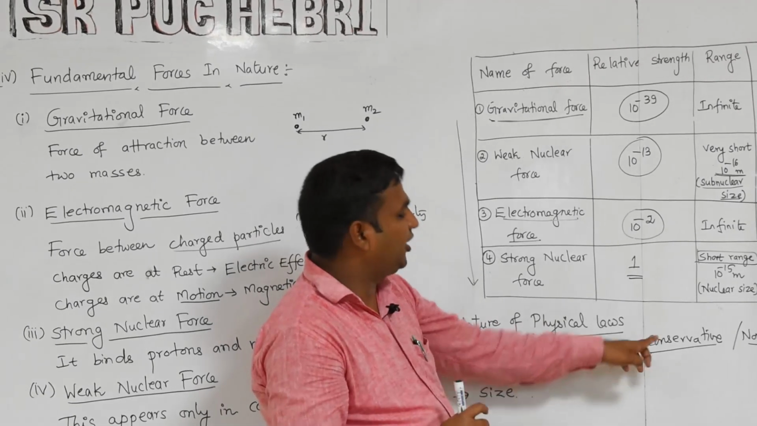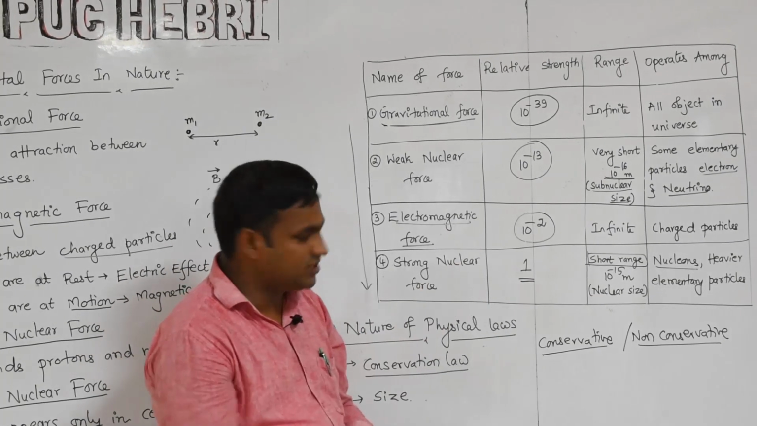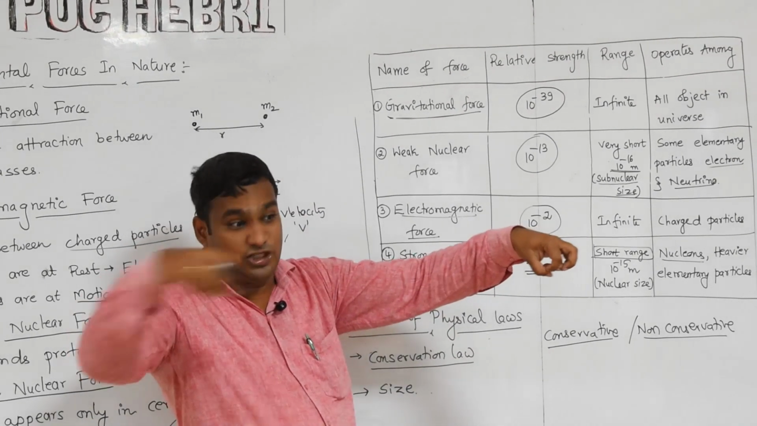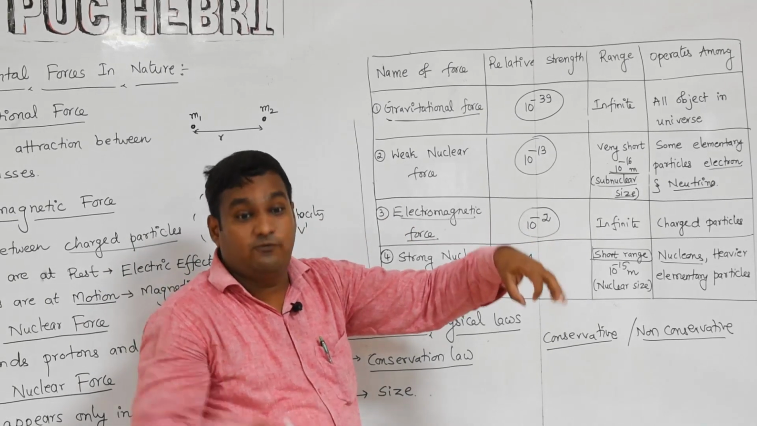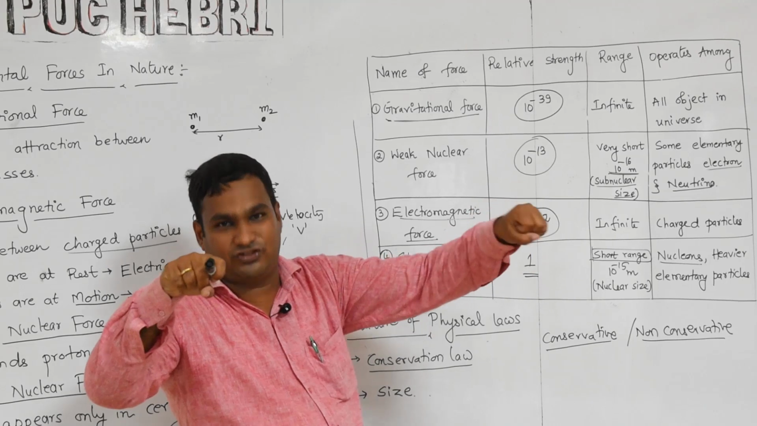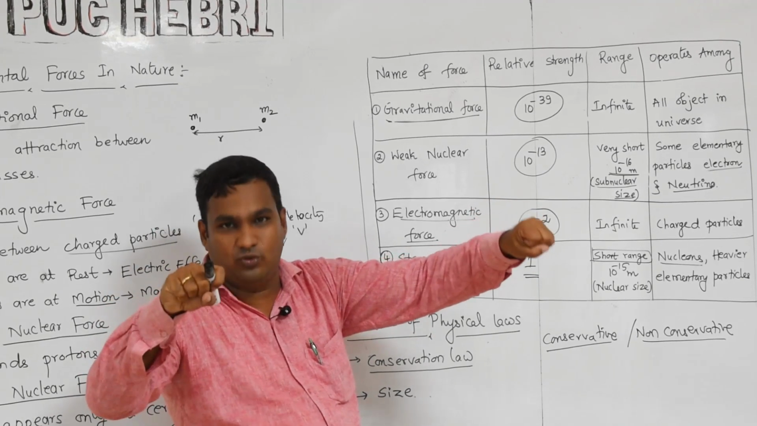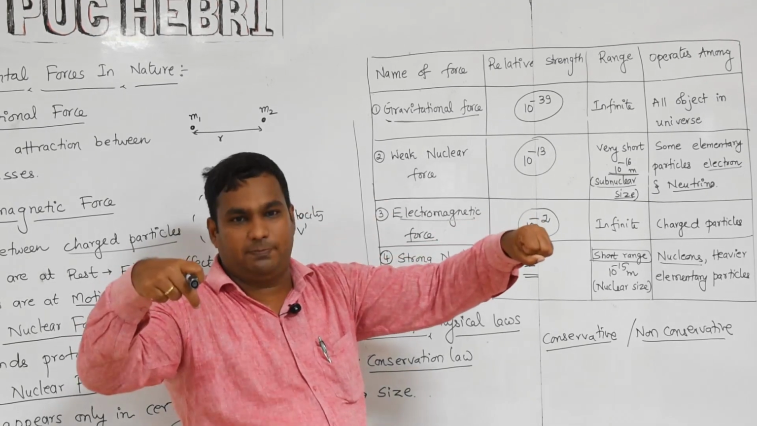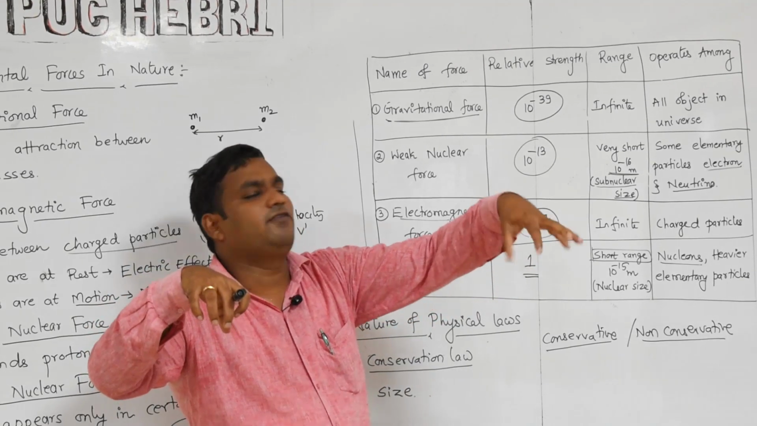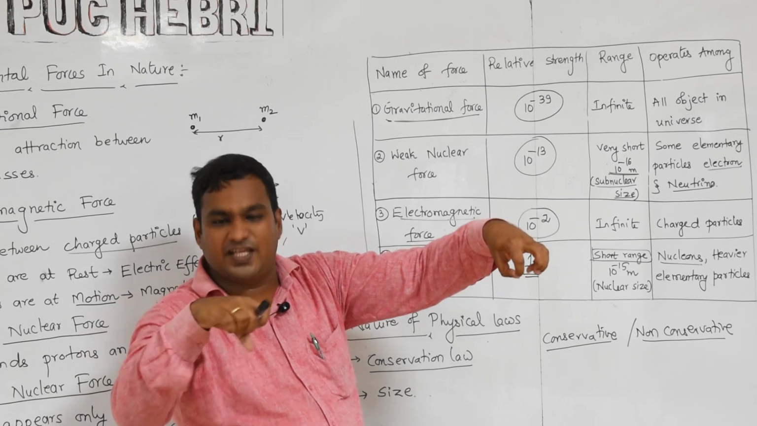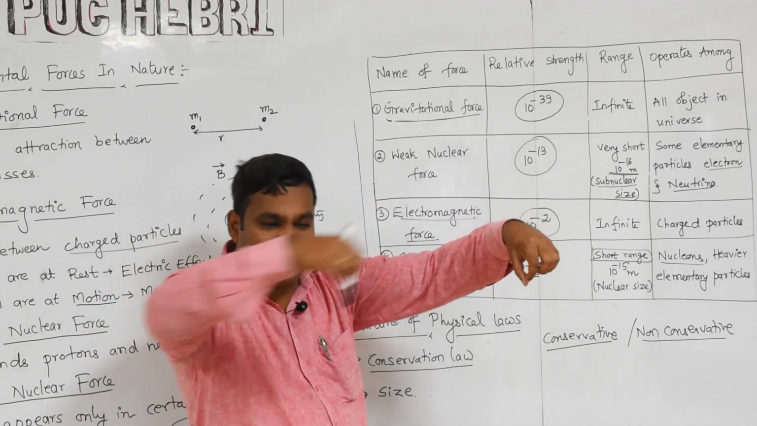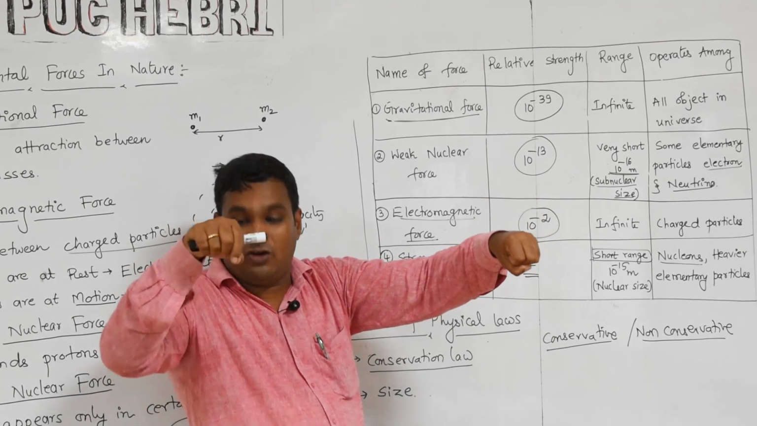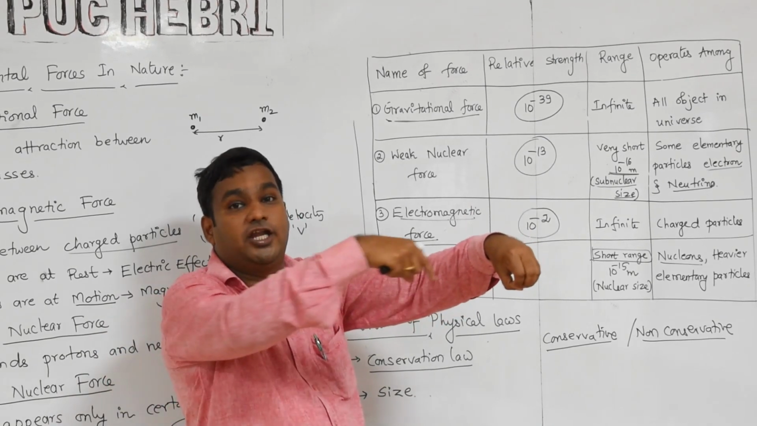I will give a clear idea of what a conservative and a non-conservative force is. A conservative force depends on the initial and final point, and does not depend on the path. Examples: the force of attraction between the sun and earth, and between earth and moon. Here the path is not required; the force is independent of the path, but depends on the initial point and final point. If I consider earth and moon, earth is the initial point and moon is the final point. The gravitational force between earth and moon depends on the initial and final point, not on the path.